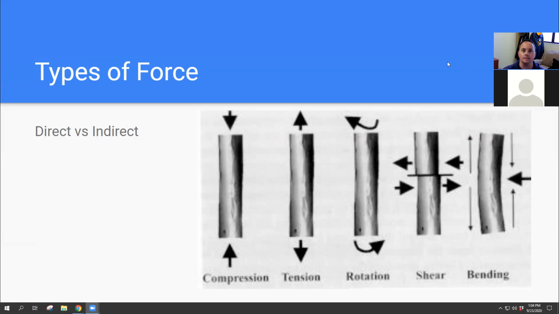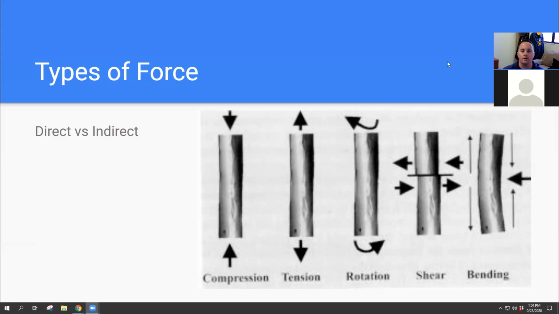Okay. A direct force is a force or energy that is applied to a structure that causes damage to that structure. So for example, if I drop a weight on my foot, there's a direct pressure, a direct force, to my foot, and my foot is injured.